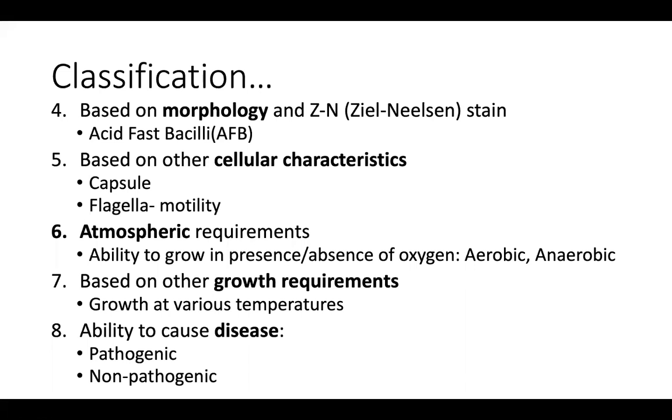We can also classify based on other growth requirements such as various temperatures. Most medically important bacteria will grow in the range of body temperature, from 35 to 37 degrees centigrade. But we have those that are able to grow at higher temperatures and also at lower temperatures. And of course, the ability to cause disease. So we divide these into two. The pathogenic, these are bacteria that have the ability to cause disease. And you have the non-pathogenic, which even if you find them, you're not too worried because they're not pathogenic unless under special circumstances such as immune suppression.